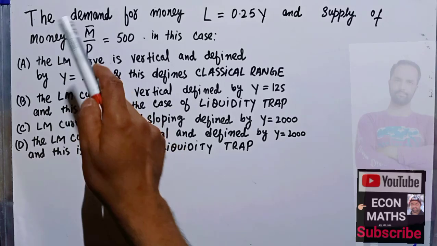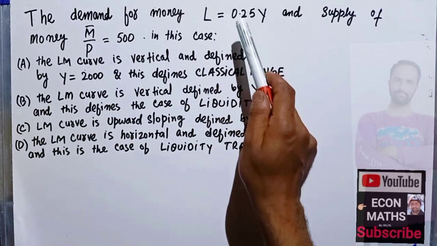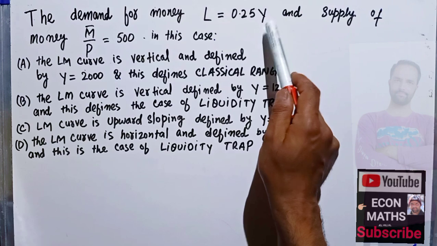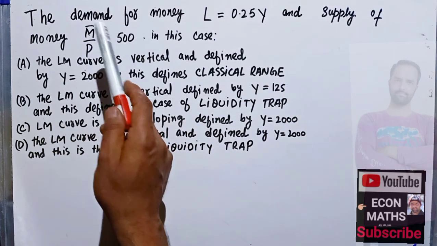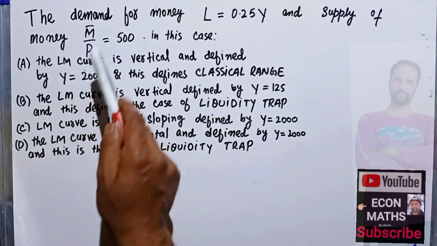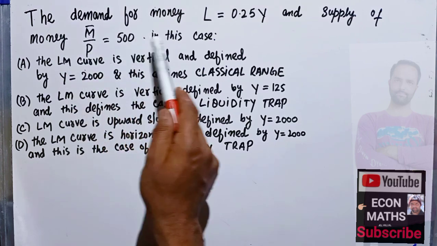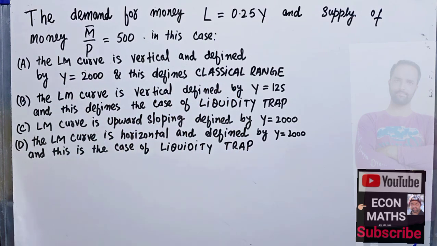The question is: the demand for money is defined as L = 0.25y, where y denotes the income, and the supply of money is given by M/P, that is, money supply is equal to 500. In this case, we are being given four options. We need to find out the correct option.